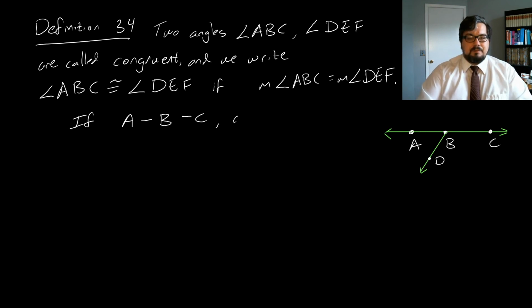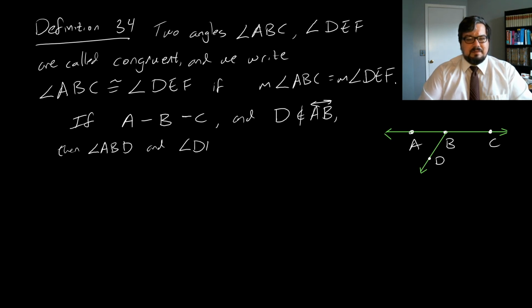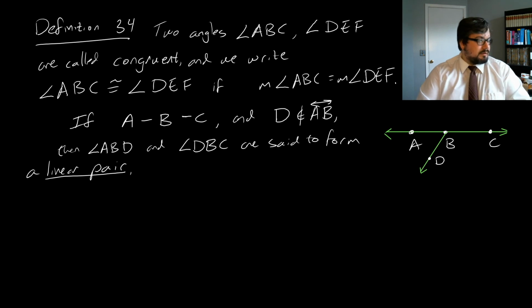So if ABC is a line and D is a point that's not in the line AB, then angle ABD and angle DBC are said to form a linear pair. Or we would say that they are supplementary.